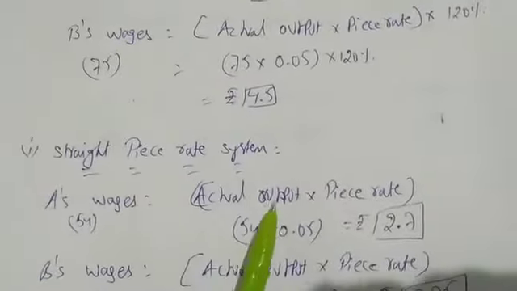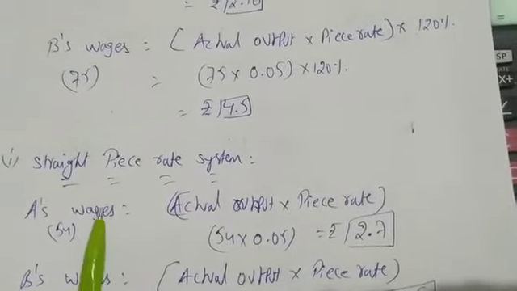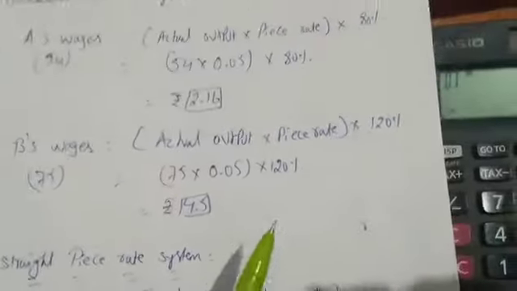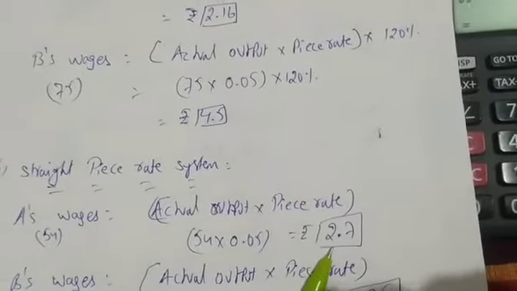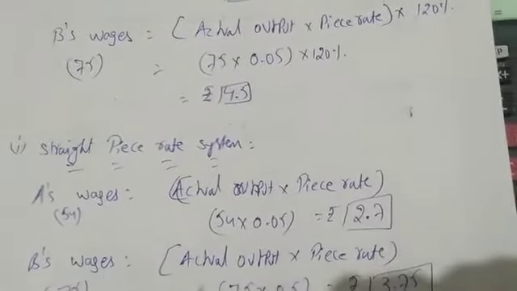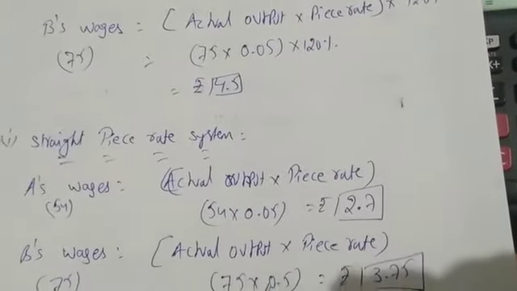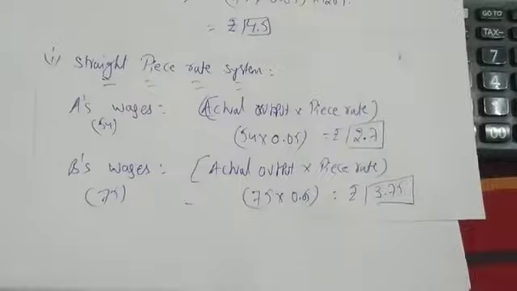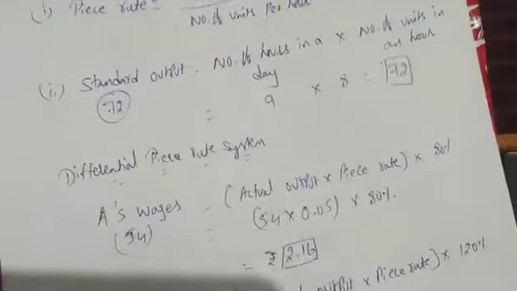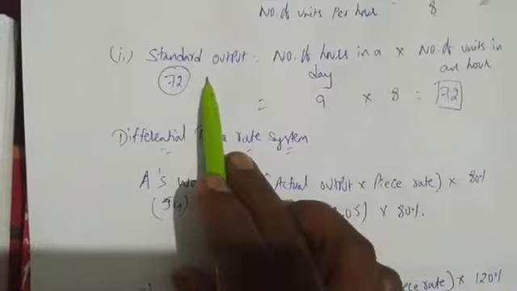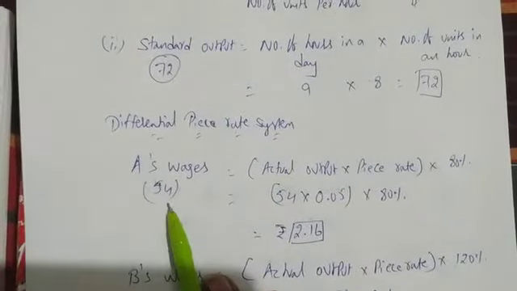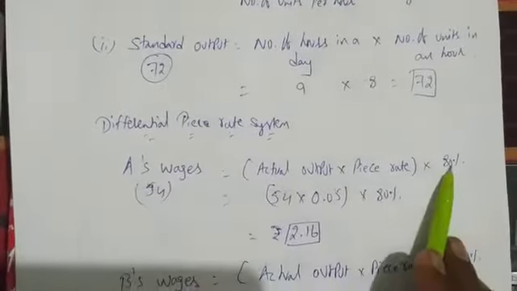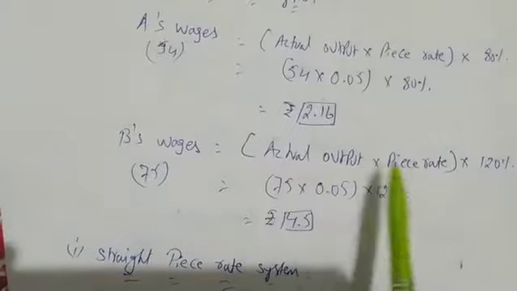Okay, what is the formula? Actual output into piece rate. So A produced 54 units into piece rate, same 0.05, so 2 rupees 70 paisa A will receive. B produced 75: actual output into piece rate, 75 into 0.05. Sorry, I had typed one more 0 there. 3.75. This is straight piece. Differential means we have to check standard output. A produced 54 units, which is less than standard output, so he will receive 80% of actual output into piece rate. B produced 75 units, he will receive 120% of actual output into piece rate.